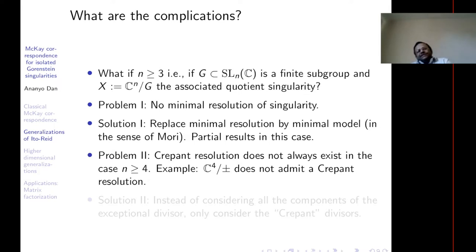So that is exactly the problem for n at least 4, that a crepant resolution does not always exist. In particular, for the quotient singularity, exactly when we take C^4 modulo the group where the generator is the negative of the identity, the same corresponds to the A1 singularity. In this case, we will not have a crepant resolution.